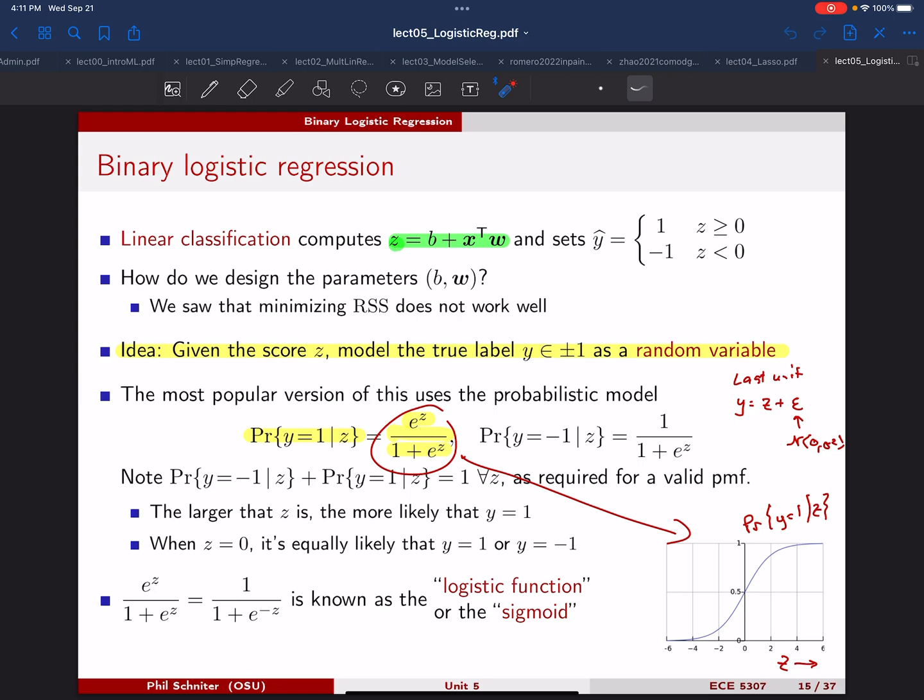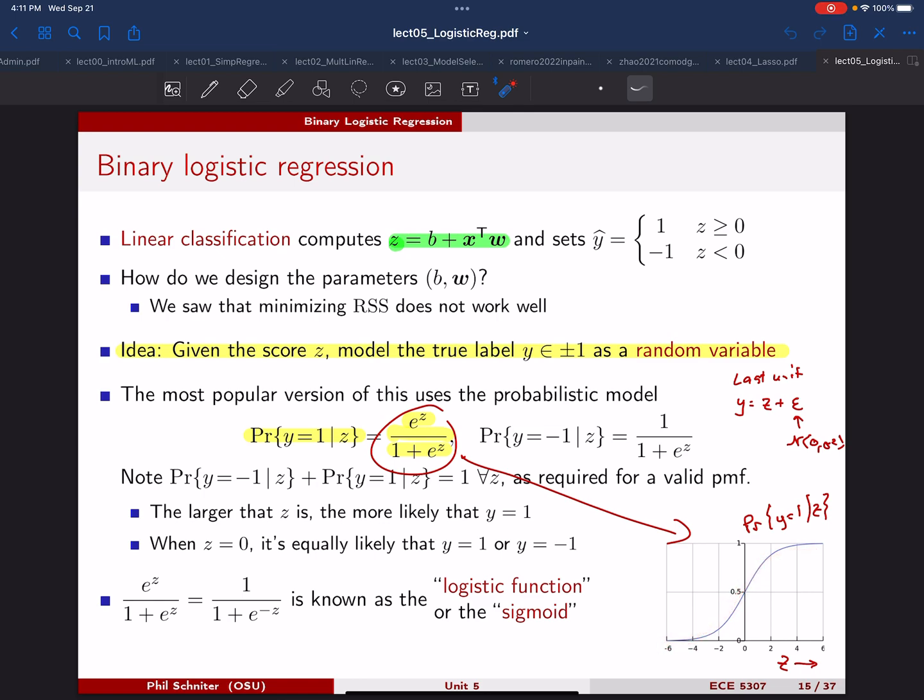And so we spent a lot of time focusing on how we get these parameters B and W, how we design them. As part of that, the most popular way to do that is to come up with a probabilistic model that relates the true labels to the true scores Z. And the most popular version of that model looks like this, which is this sigmoidal function.